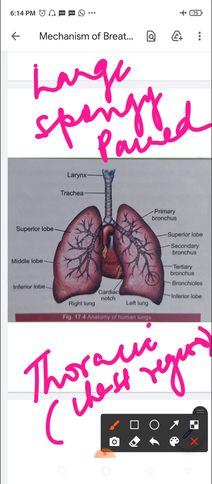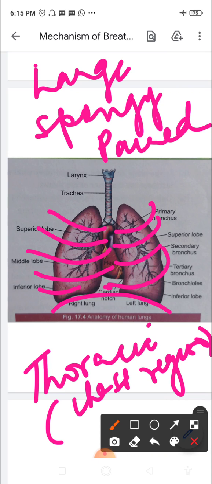Each lung extends from the diaphragm, here is the diaphragm, to a point just above the clavicle, and its surfaces are bordered by the ribs to the front and back. So from here, that is the clavicle region, right? So ribs are present, front and back again. So that is the rib cage.